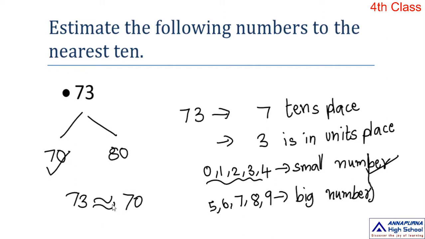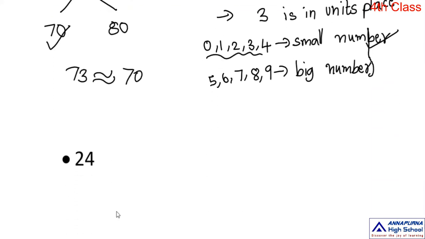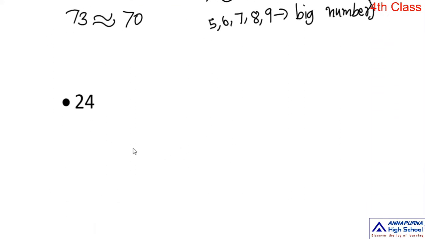So let's move to the next sum, children. What is the next number? 24. So 24 lies between which two tens? 24 lies between 20 and 30. What are the two tens, children? 20 or 30. 24 lies between 20 and 30.